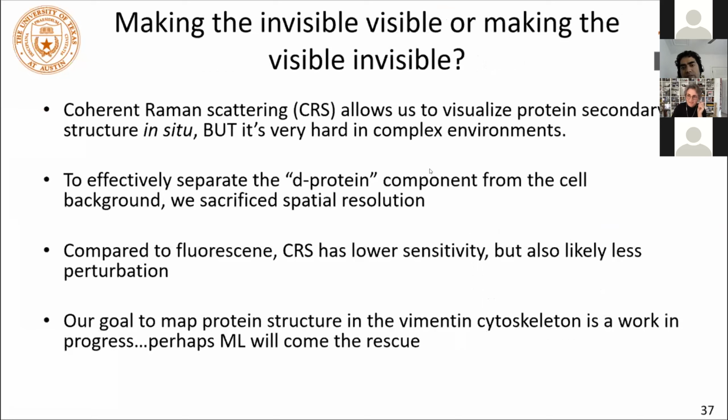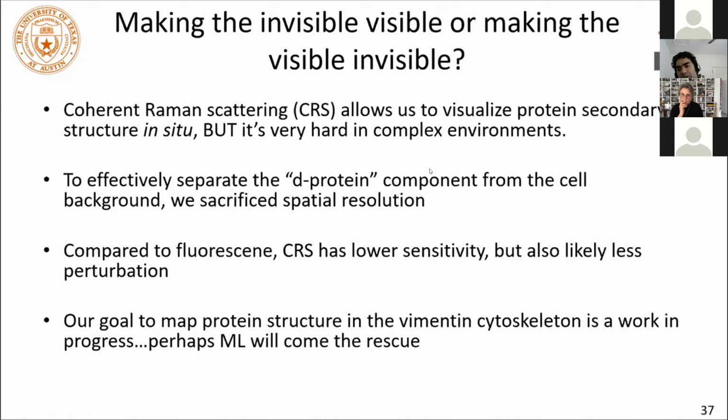And so in this case, right, I just kind of want to summarize at least this part of the talk. So we made the invisible visible, but we also made the visible invisible, right? So if you do this coherent Raman scattering, we can see protein secondary structures in situ, right? And in a fibrin gel, it works really, really well because it's only a single protein there. Right? So I can image the protein and tell you what it looks like, right?